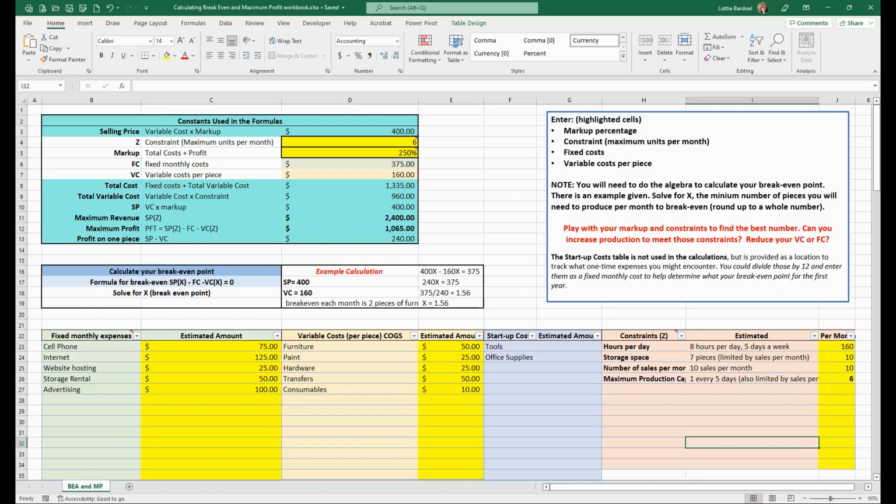The purpose of determining your break-even point is to understand how many pieces of furniture you will need to produce and sell each month to cover your expenses. Adjusting your markup and expenses can increase or decrease your break-even point. The purpose of these calculations will become more apparent as you operate your business and recognize how your fixed and variable expenses affect your bottom line.